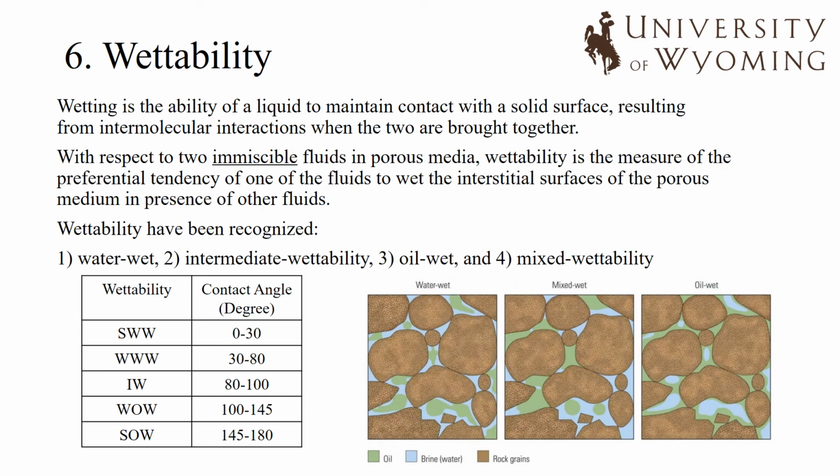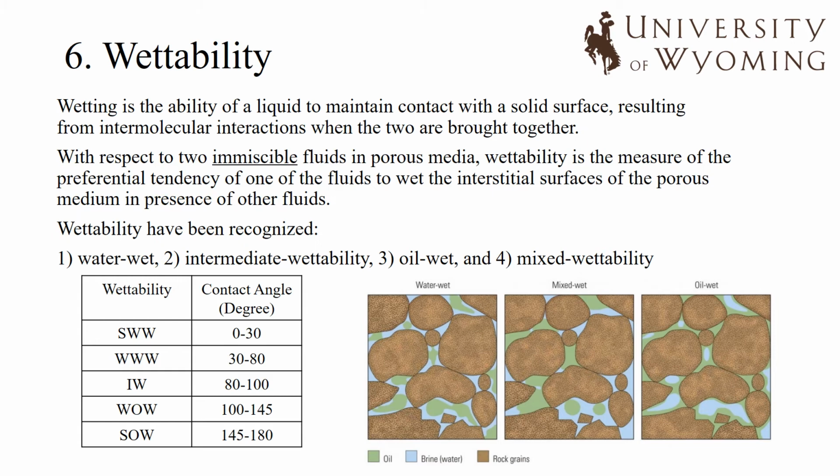So wettability is generally the affinity of rock towards one fluid over the other. So when we have two fluids that are immiscible in the porous media, which fluid does the rock like more than the other? This is what we mean by wettability. And in order to quantify it, we measure the contact angle.